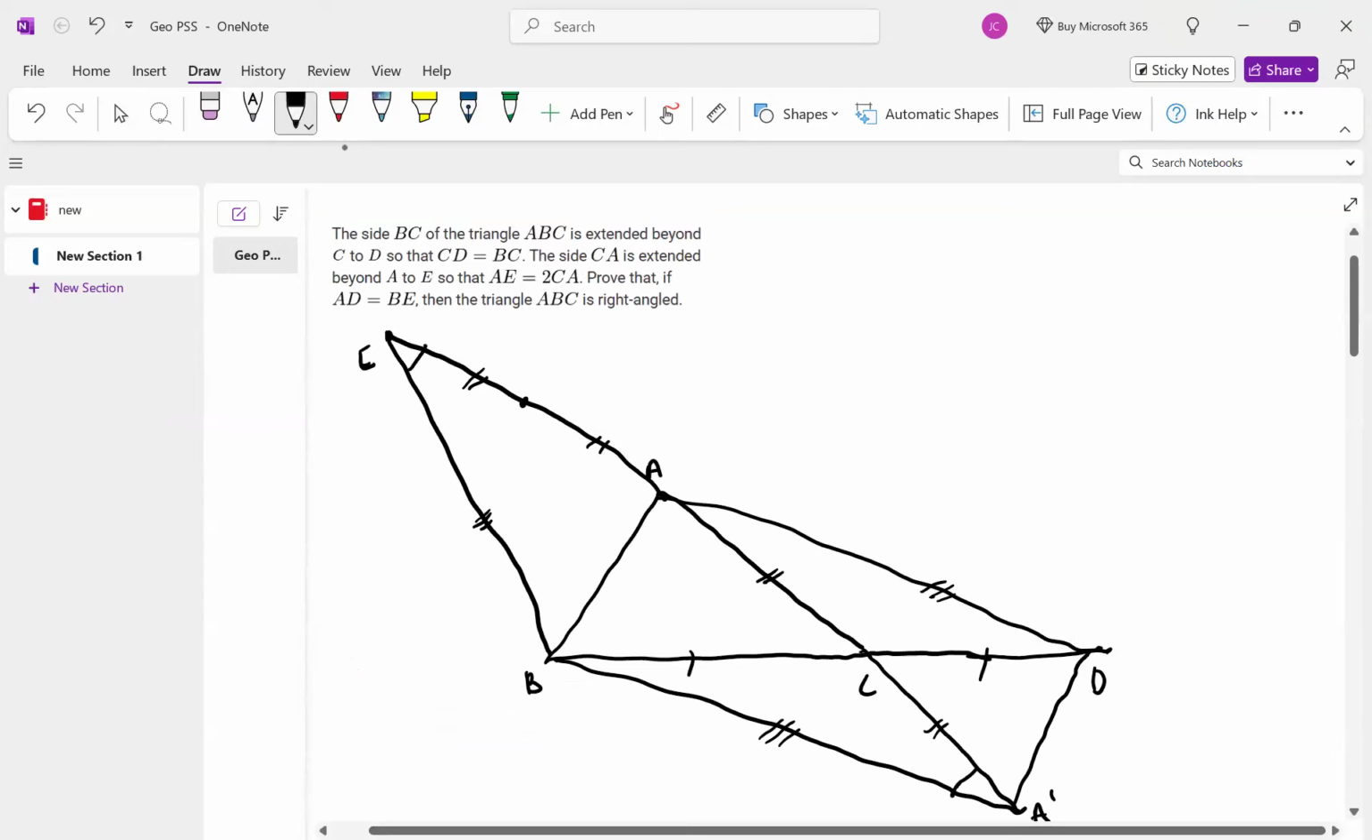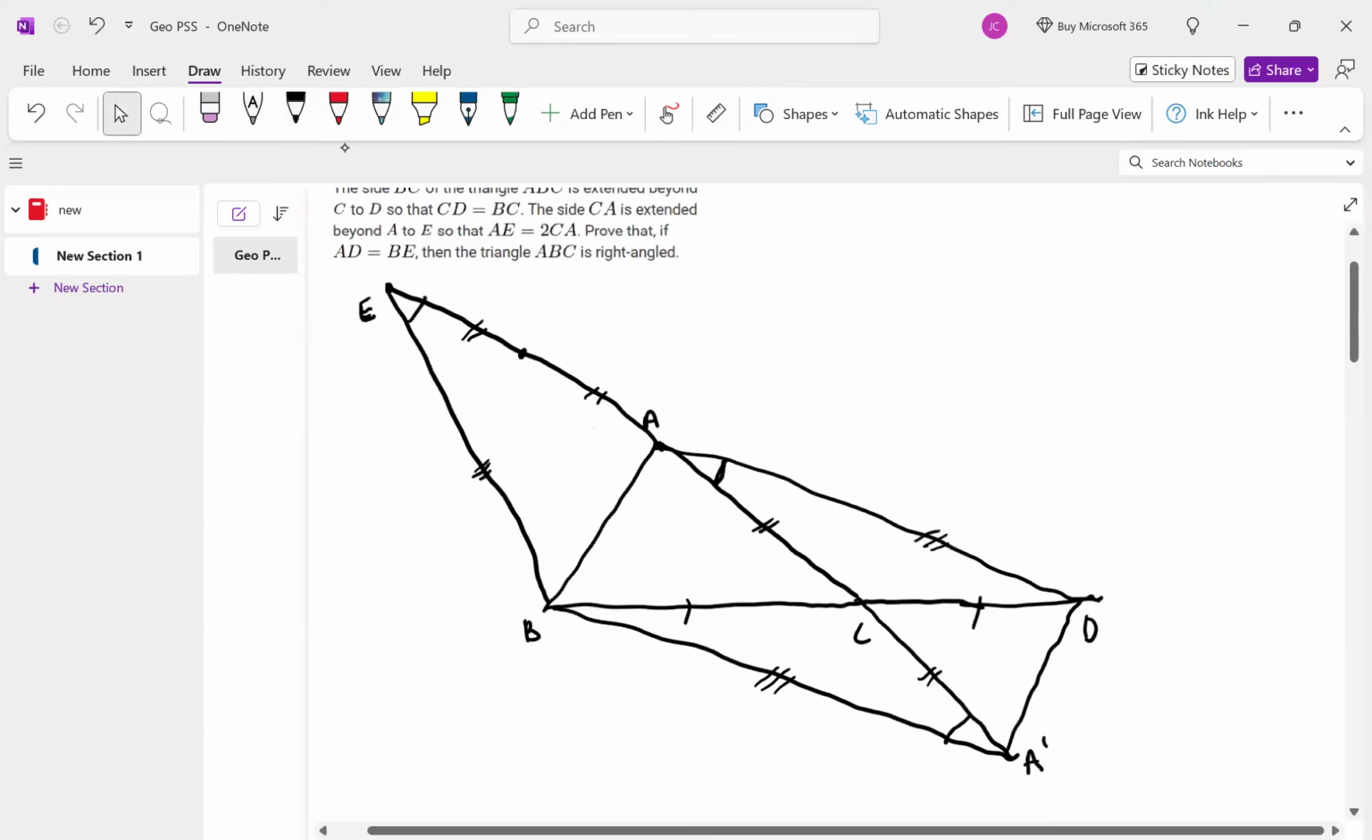Oh wait, then we are done, right? Because it's an isosceles triangle and AC is equal to AA dash. AE is twice AC and AA dash is also twice AC. Wait, that's E. Yes, that's E. AE, sorry. Yeah, this A. Oh yeah, I can't see the bottom, so sorry.